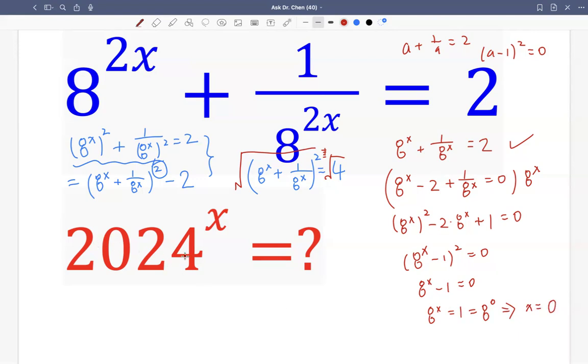So what's 2024 raised by 0? What's any expression raised by 0? 1. So the answer is 1. Okay, that's it for this question.